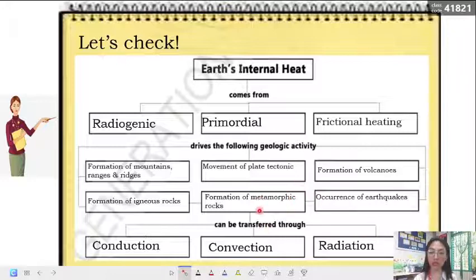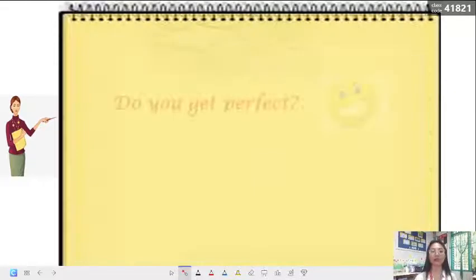And how is this heat transferred? This is through conduction, convection, and radiation. All in all, my dear students, you have how many? 12. So, your score will be 12 over 12. So, do you get perfect?